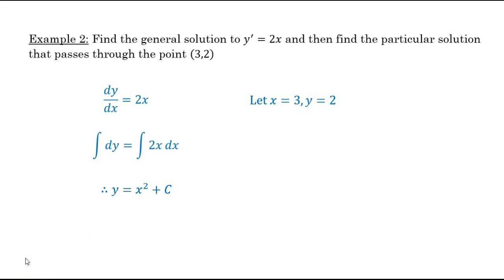Now I'm looking for the particular solution that passes through the point 3, 2. So I'm going to substitute x equals 3, y equals 2 into my general solution. And that's going to allow me to evaluate c, my constant, which in this case is -7. So the particular solution is y equals x squared minus 7. But in fact, y equals x squared minus 1 or y equals x squared plus 4, all of these things will satisfy this differential equation. But we found the general solution and a particular solution.